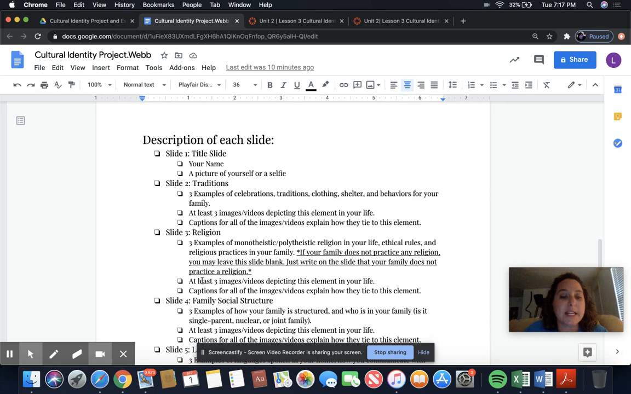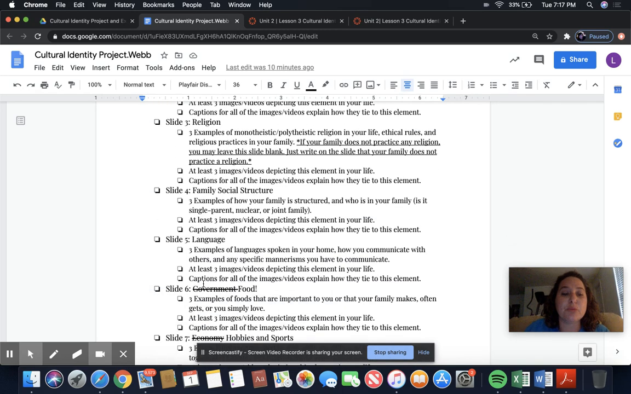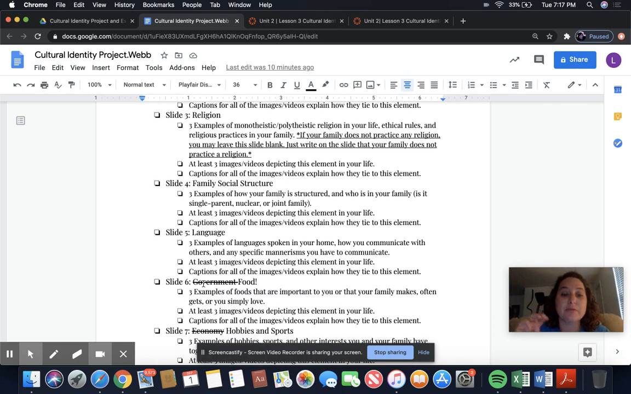So let's take celebrations as an example. If we're talking about birthdays, I need a title box explaining how this is unique to your family. Slide 3 is religion. 3 examples of monotheistic or polytheistic religions in your life. Remember, monotheism is a belief in one God, and polytheism is a belief in several gods.